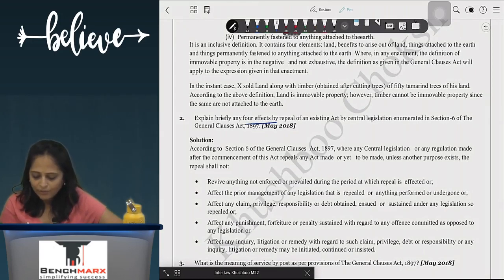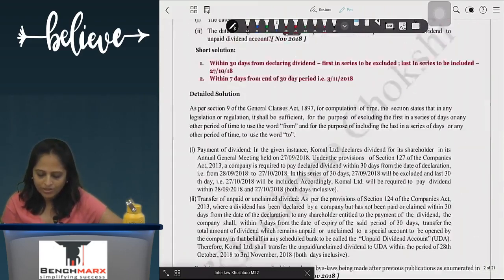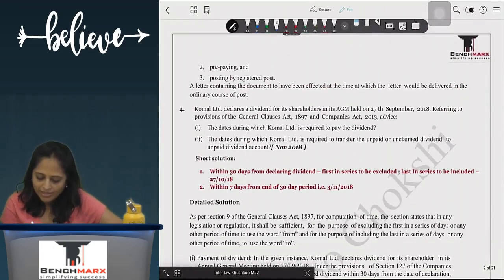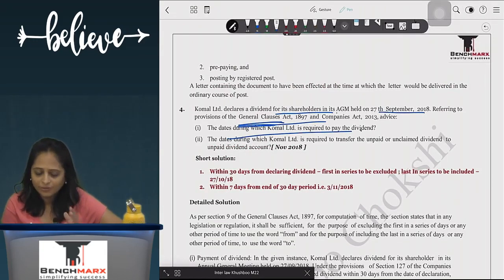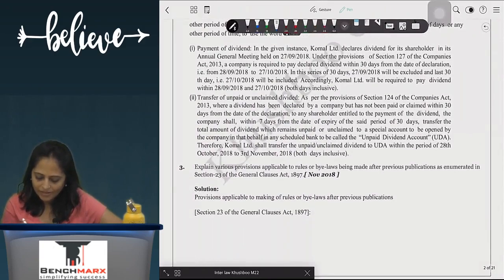Explain briefly any 4 effects of repeal. Again, we discussed this. Meaning of service by post discussed. Komal Limited, same as before. Declares dividend for its shareholders on 27 September, referring to provisions of both General Clauses Act and Companies Act. Explain which date it is and when it will go into unpaid, unclaimed. Explain the various rules or bylaws made after previous publication.